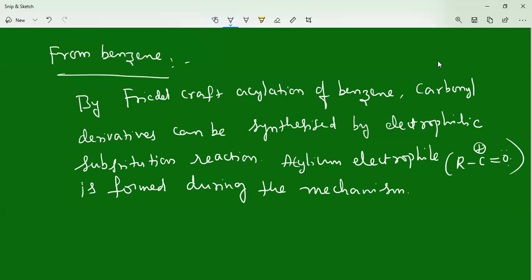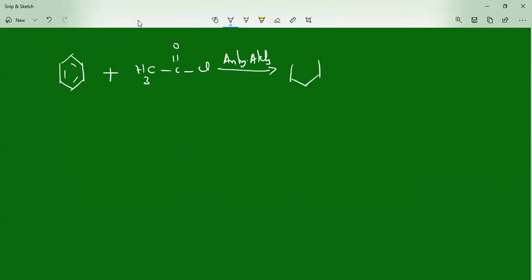Let us check out the equation for the preparation of the benzene carbonyl derivative. First of all, we take benzene, and the benzene will be treated with acetyl chloride, that is CH3COCl, in the presence of Lewis acid, that is anhydrous AlCl3, or any kind of Lewis acid you can take, to get the carbonyl derivative. So this is COCH3 attached to the benzene ring, nothing but acetophenone, and HCl will be abstracted.